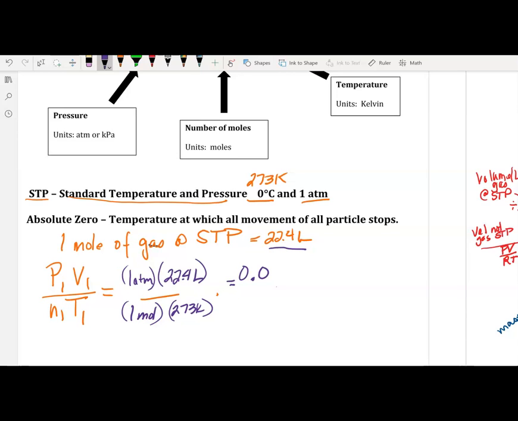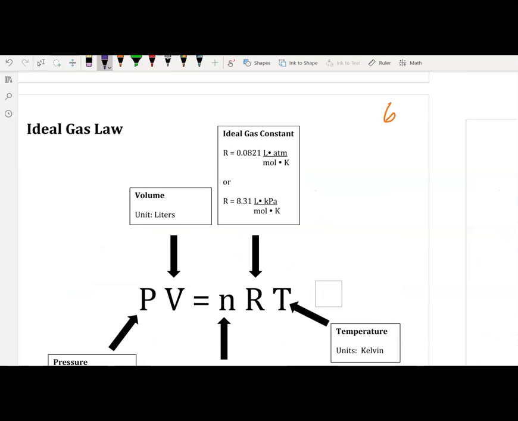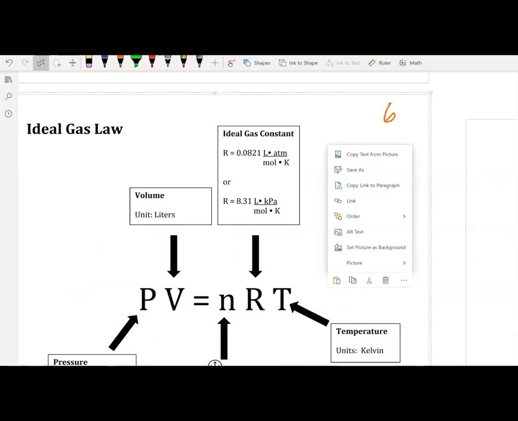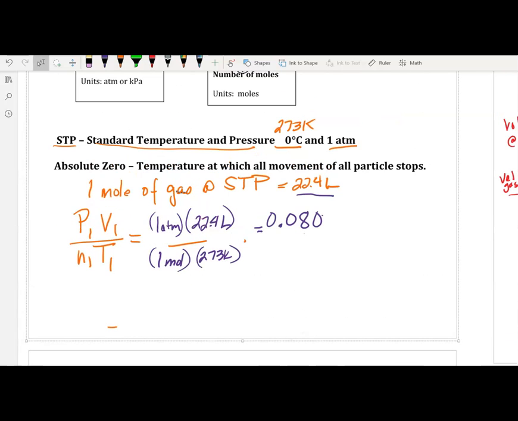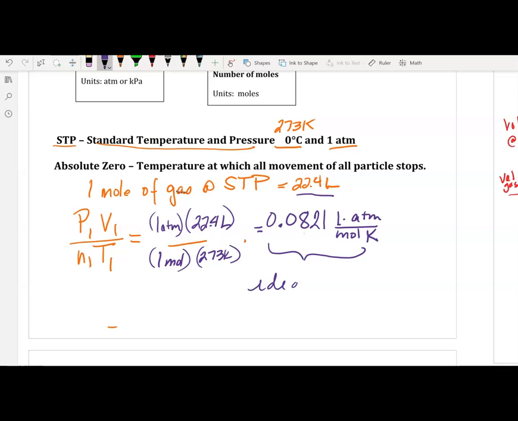Why can't I think of it now? 802. 821. Thank you. I don't know why I just blanked that. 0.0821, and it has really weird units. Liter atmospheres over mole Kelvin. We call this the ideal gas constant.